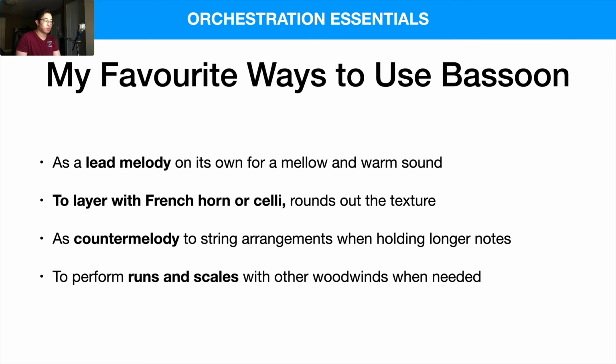And finally, I like to use them to perform runs and scales with other woodwinds when needed. Usually the flute, piccolo, clarinet, and oboe will do a wonderful job up there. But if I needed an octave below for the run or something, then I'll obviously use the bassoon there as well. And for the contrabassoon, like I said, I like to use it for the bass functions, usually just sustaining longer notes. And of course, you want to give them breaths every few bars so they can survive. So anyway, I hope that gives you a sense of the bassoon and contrabassoon.